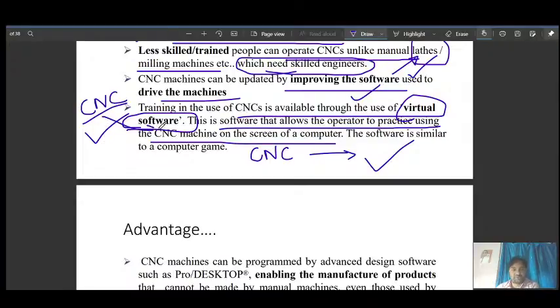The CNC machine also allows this, because we can write it and then simulate it. So while the machine is running, operator training can be given on the machine. But here, in our subject, we will use virtual software to write a program and simulate the program.